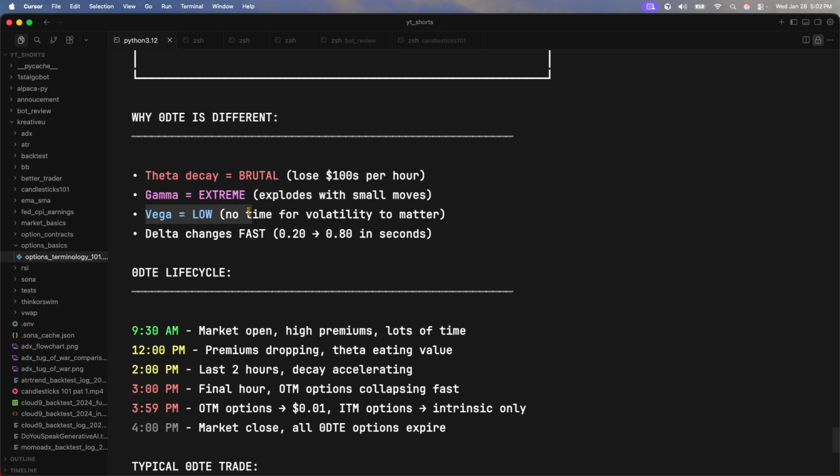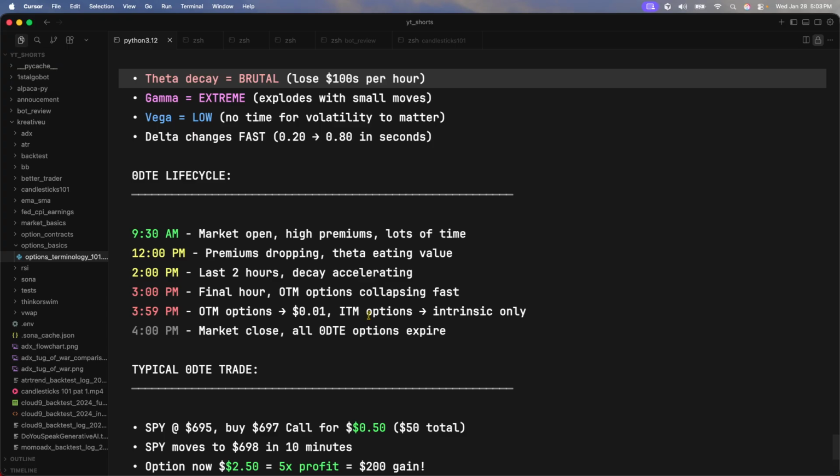Vega is not that much. You don't really care that much about Vega. You can use it, but you really don't care that much about Vega when it comes to 0 DTE. You're primarily looking at delta and gamma, and theta depending on how you risk manage.